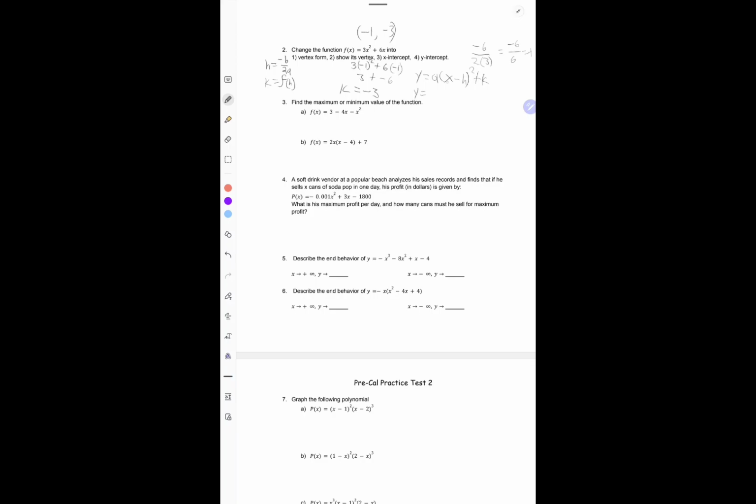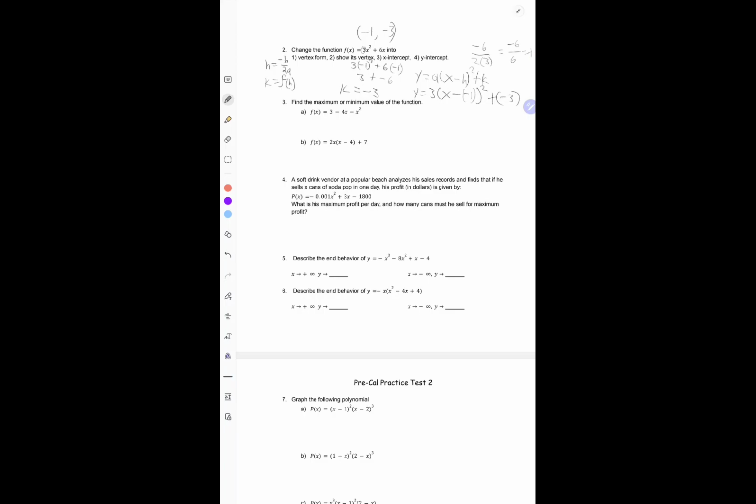Y must be equal to a. Our a, we saw that it is 3. So 3 times x minus h, which is negative 1, squared plus negative 3. There we go. That's vertex form. We have shown its vertex. Now we just need to find out the x-intercept and the y-intercepts. So I'm just going to quickly do the y-intercept first because it's faster.